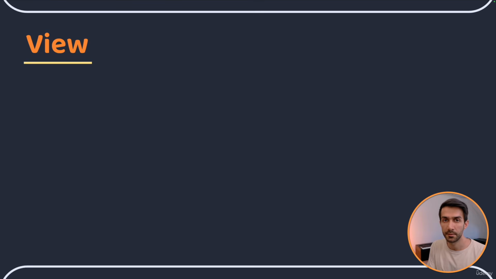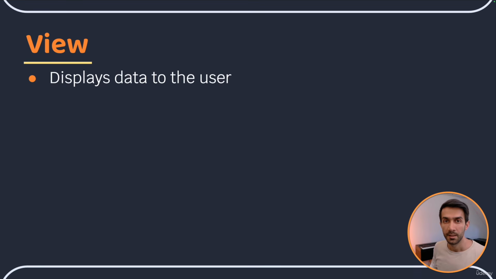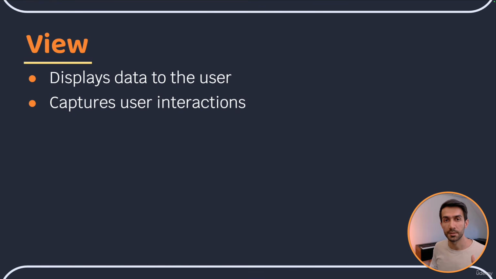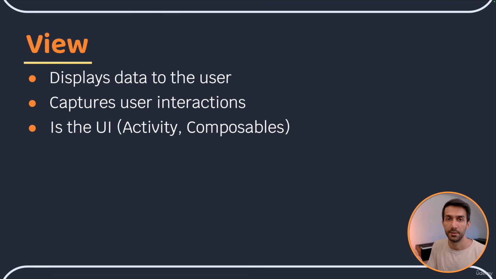And the first layer is view. View displays data to the user. And view also captures the interactions from the user. That's, for example, pressing a button, scrolling, and so on. And view is the UI, the user interface. We will use these two terms interchangeably, but they are basically the same thing. And in our app, view is the activity and the composables.